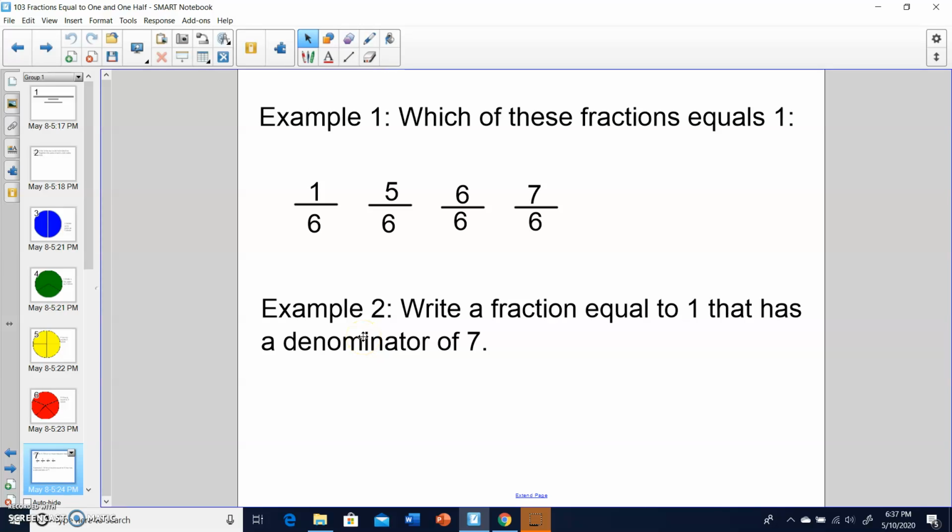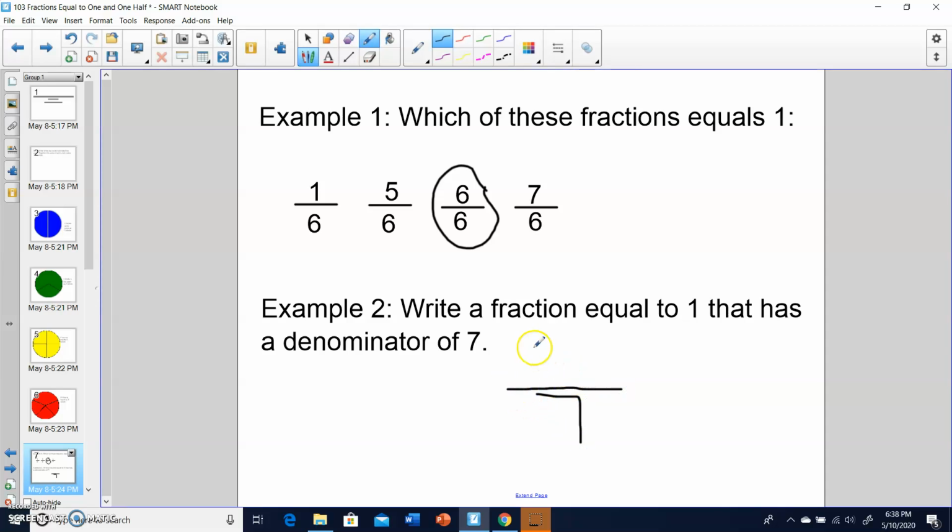Example 2, write a fraction equal to 1 that has a denominator of 7. Well, since we decided that this was equal to 1, if I want my denominator to be 7 and I want it to equal 1, then my numerator also has to be 7.